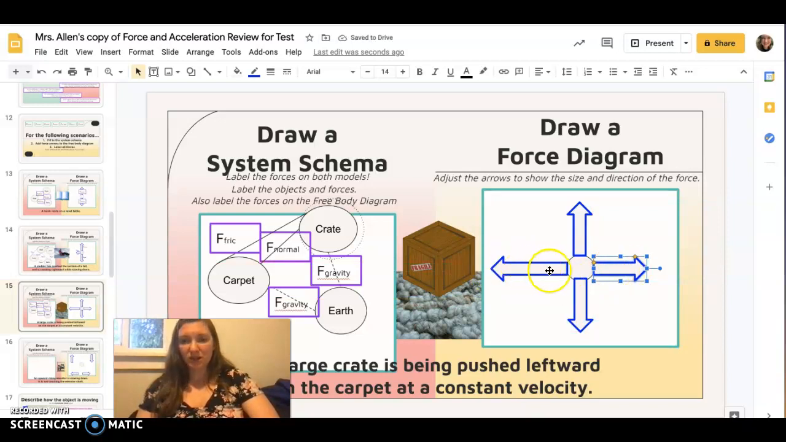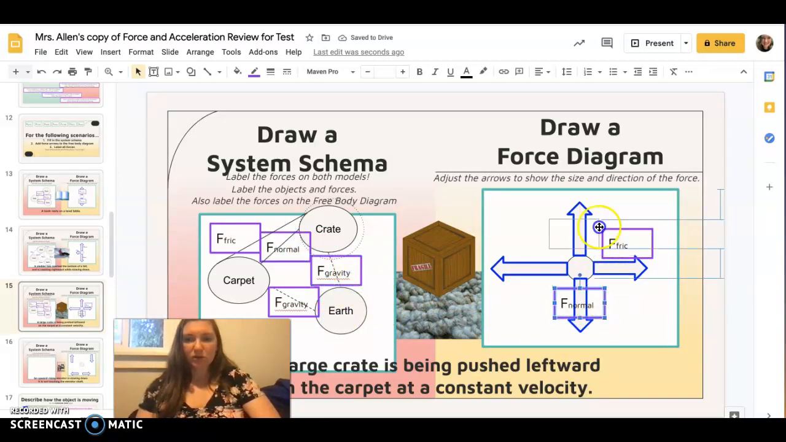So if there was no friction, this force would do a lot more, but this much of that force is canceling out that movement. So let me just go ahead and label these real quick. With the force of friction, we have the normal force. This is the normal force. We have gravity.